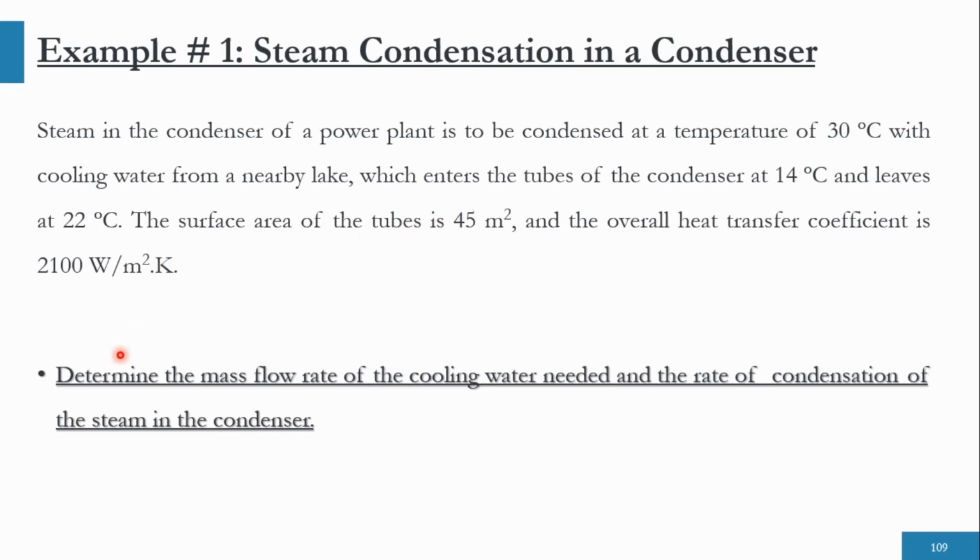Now the question is that we have to determine the mass flow rate of the cooling water which is required and the rate of condensation of steam in the condenser. So we have to calculate two parameters. Number one is the mass flow rate of the cooling water, and number two, the rate of condensation of steam. So this is our problem statement.